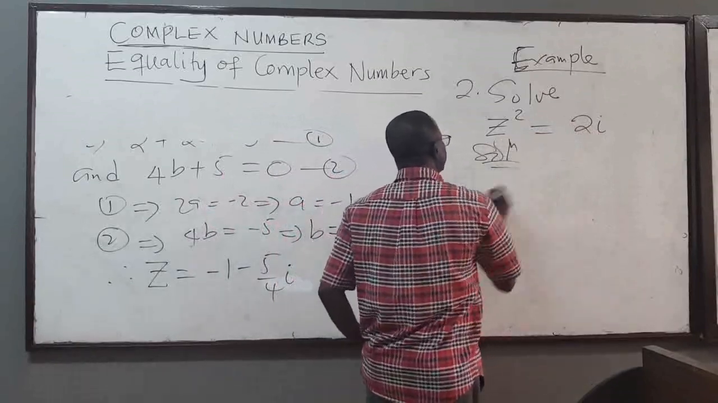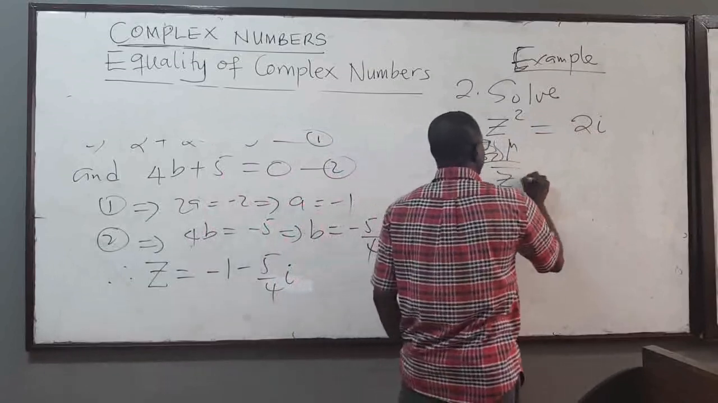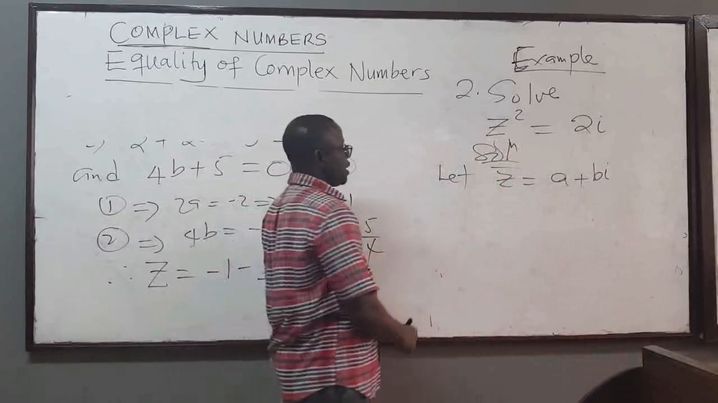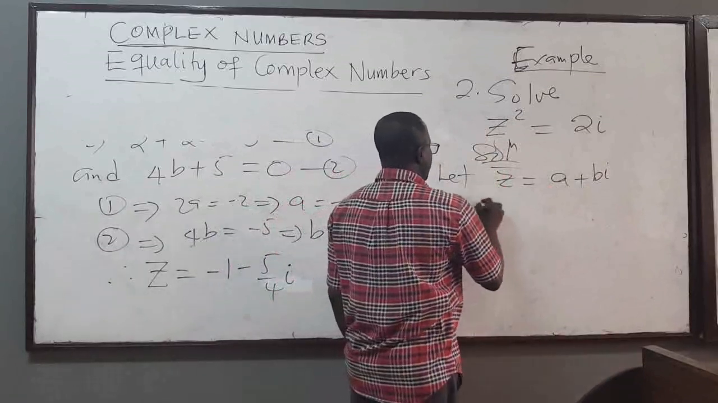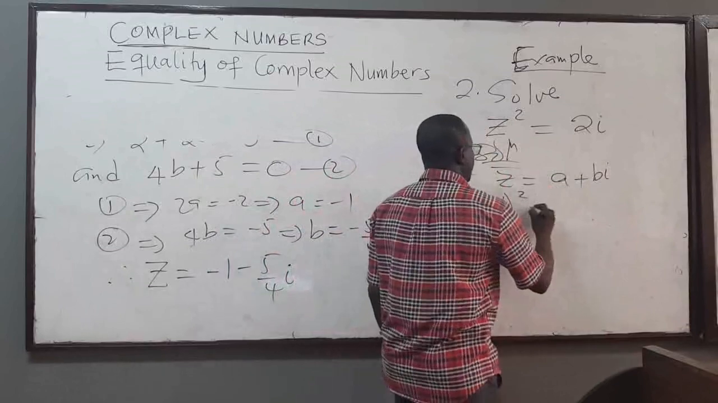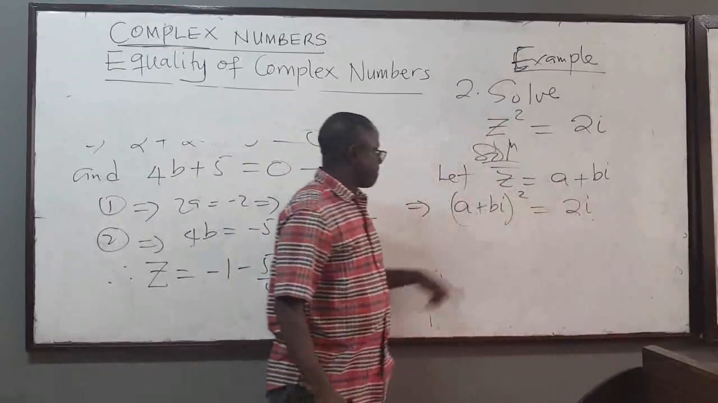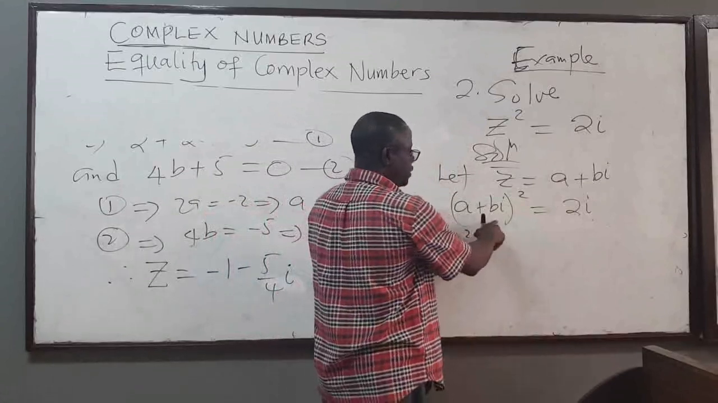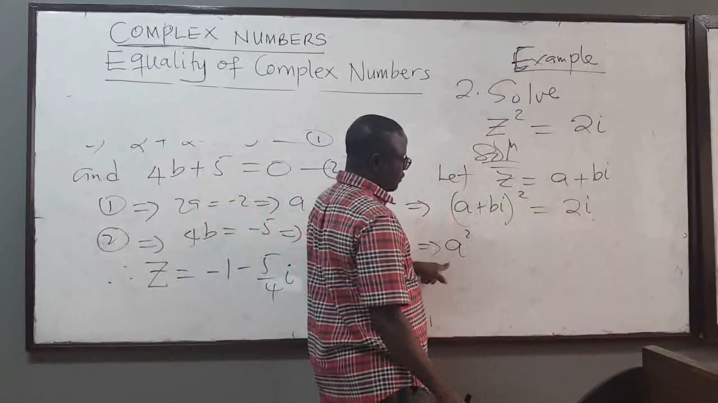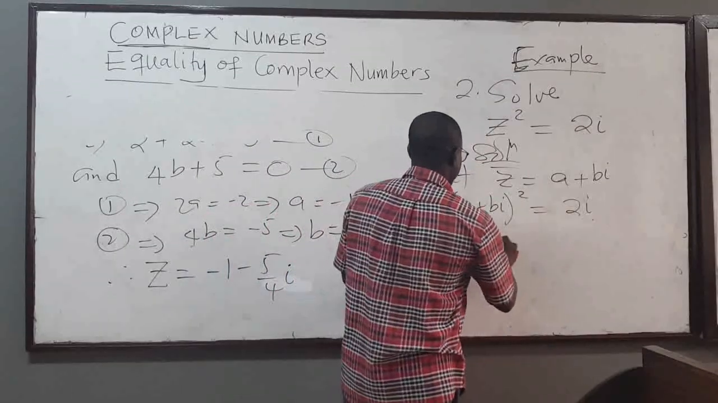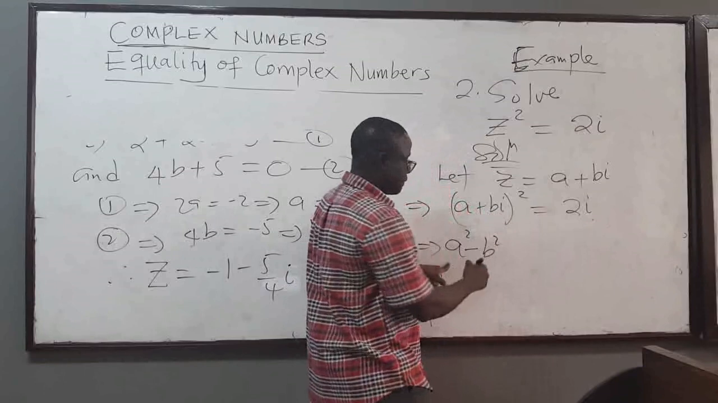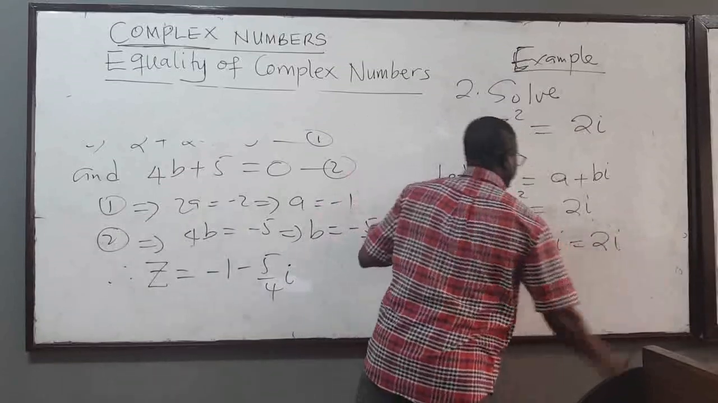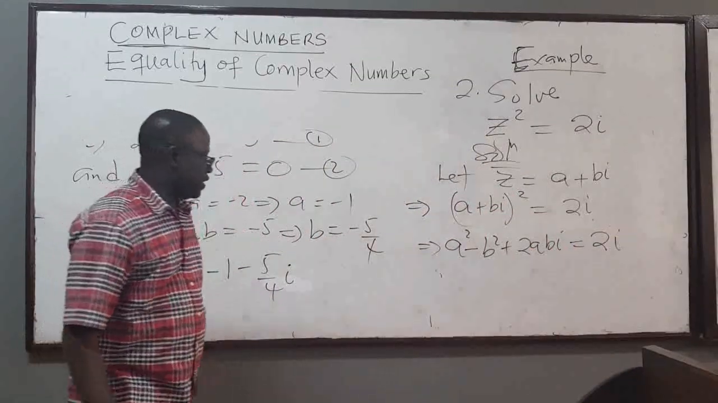So solution, we do the same thing. Let z be equal to a plus bi and plug it into this equation, and then you get a plus bi squared has to be equal to 2i. Then you square this. So I have a squared. Note that bi squared is negative b squared, right? Because i squared is negative 1. And then I have plus 2abi. That's equal to 2i.